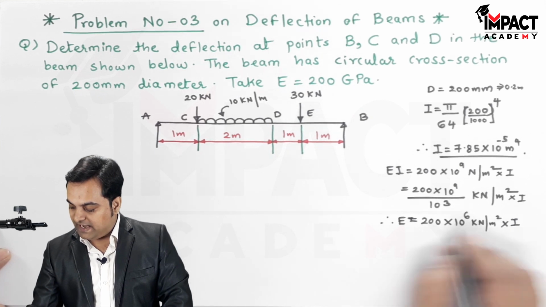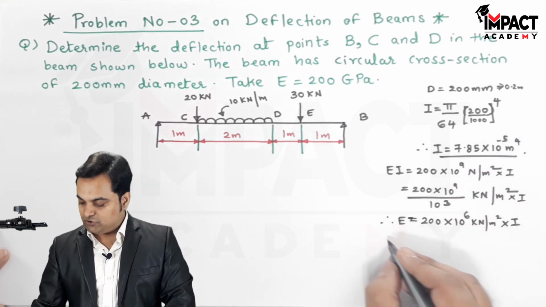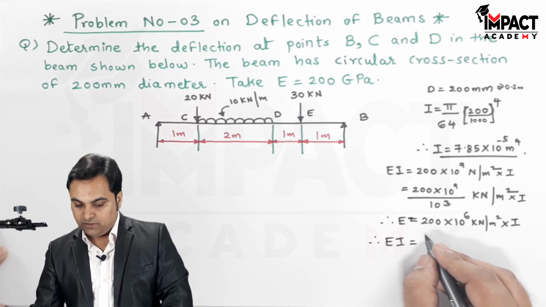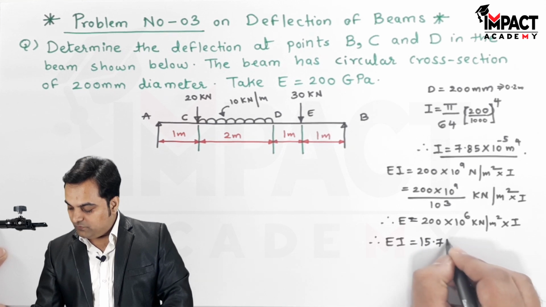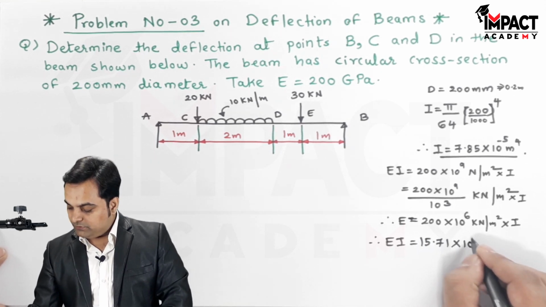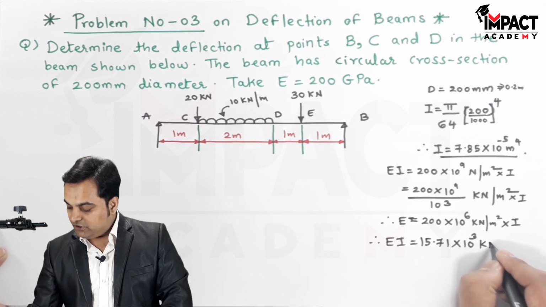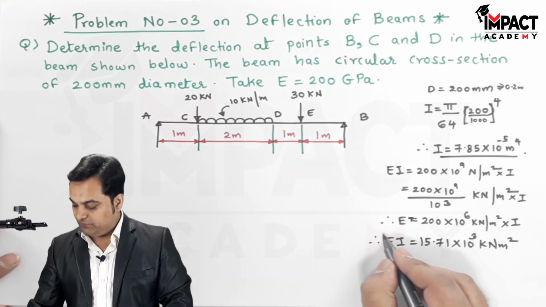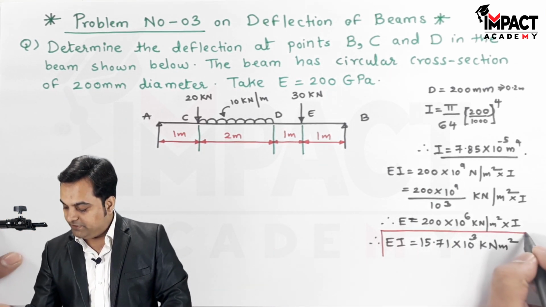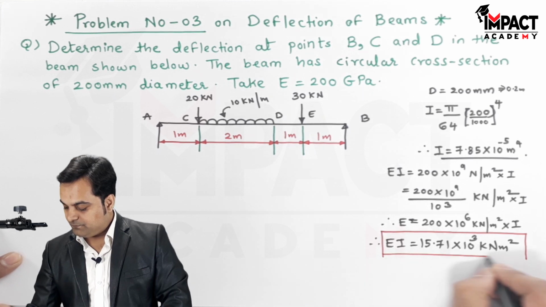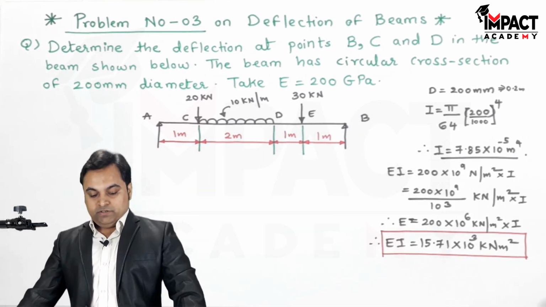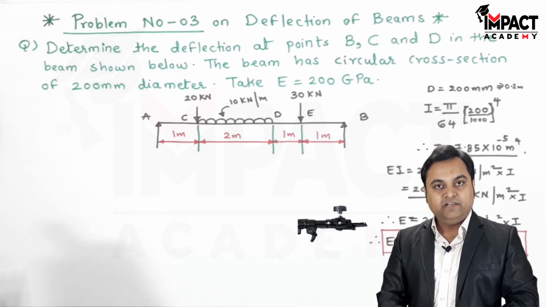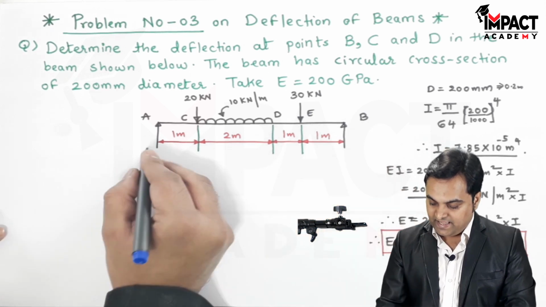Next I'll multiply with I, and I is 7.85 into 10 raised to minus 5. So finally the EI value is 15.71 into 10 raised to 3, and the unit is kilonewton meter square. Now this value of EI would be used in the further part of the problem, which I had calculated first. Since the beam given here is a simply supported beam, the first step would be to get the values of reactions, that is reaction at A and reaction at B.